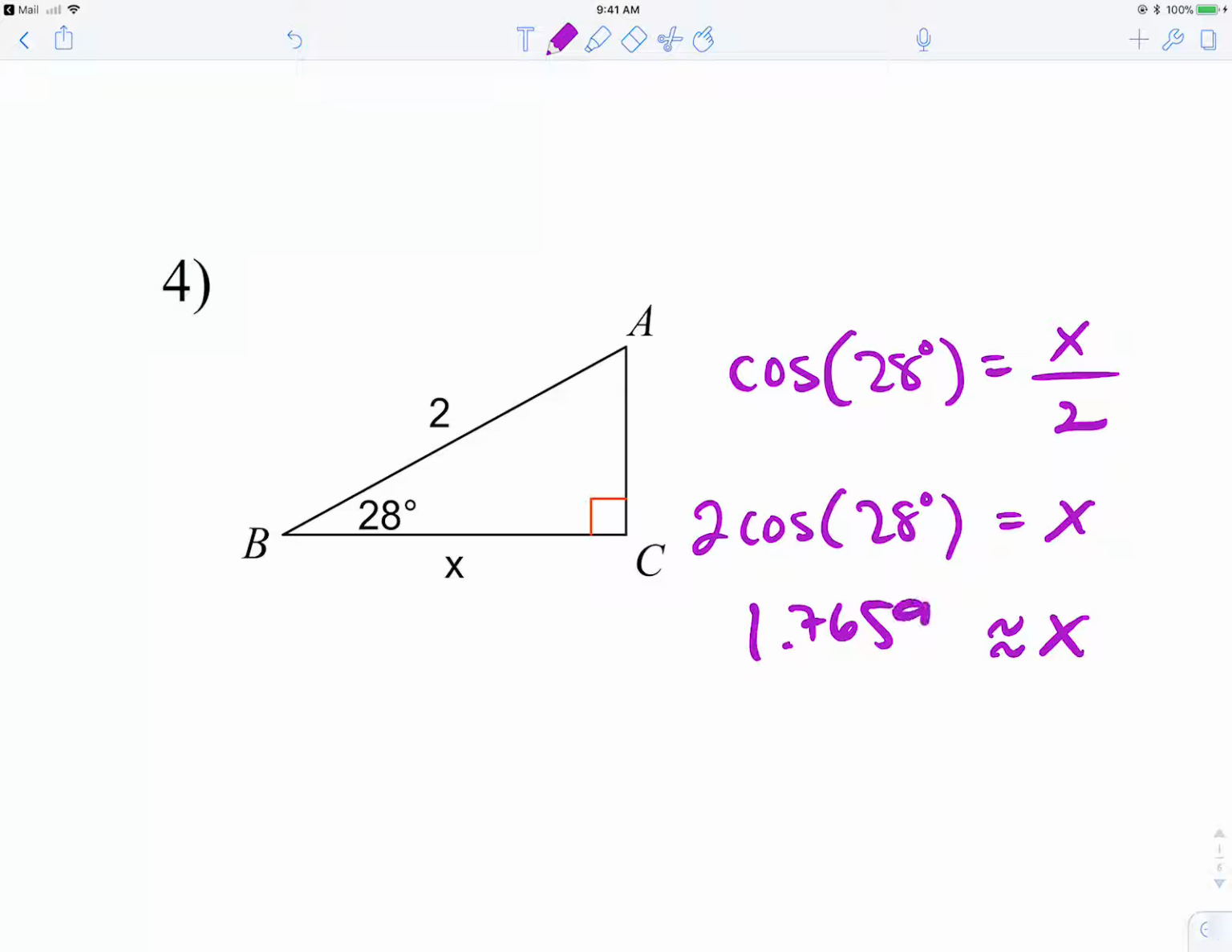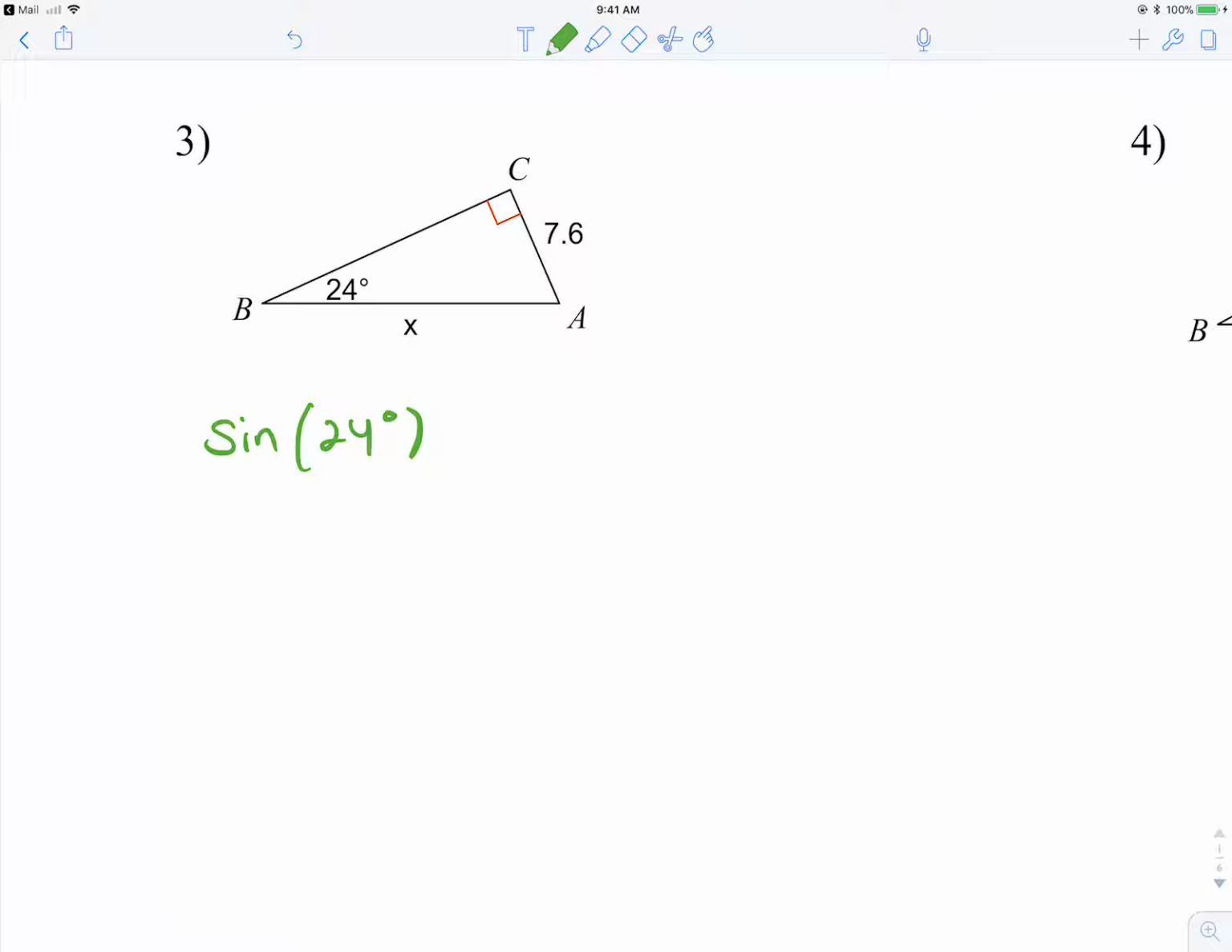Okay, and let's just do number 3, just for good measure. So we are solving for the hypotenuse. In this case, x is the length of the hypotenuse, and we are given the side opposite 24 degrees. So opposite over hypotenuse, that tells me I want to use sine. So sine of 24 degrees will be equal to 7.6 over x.